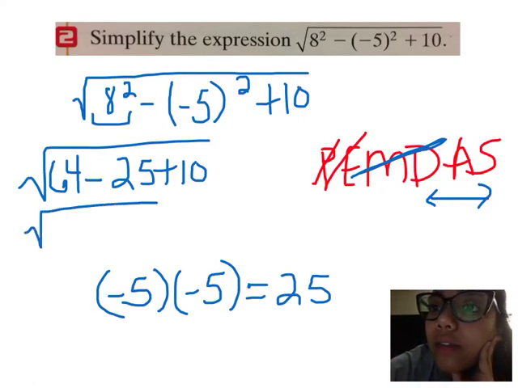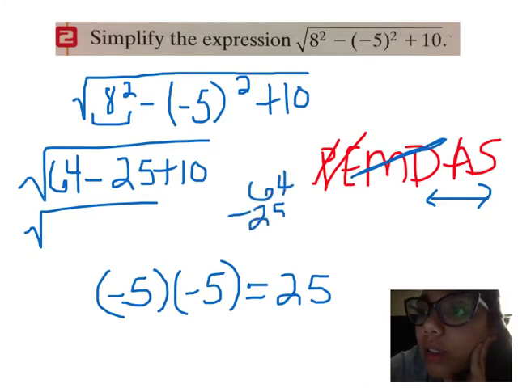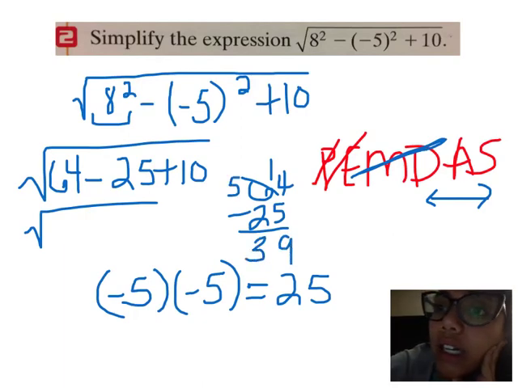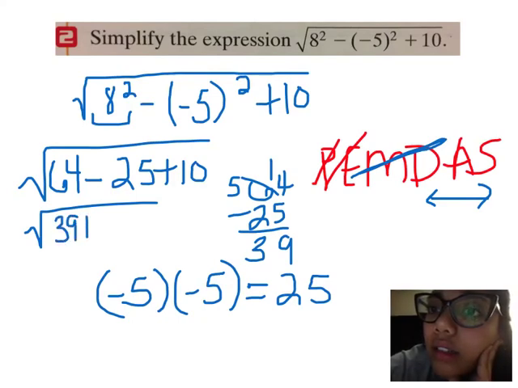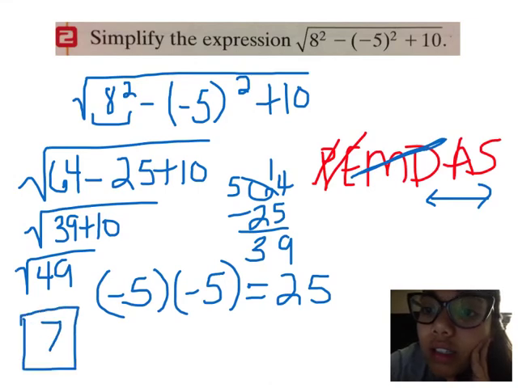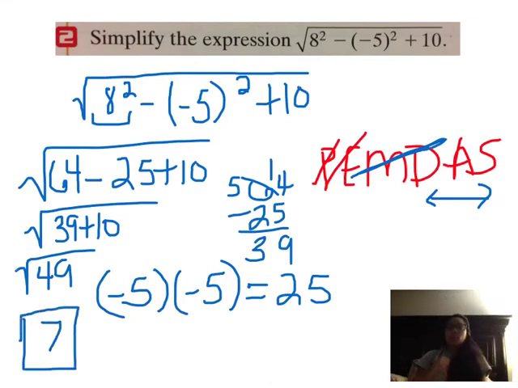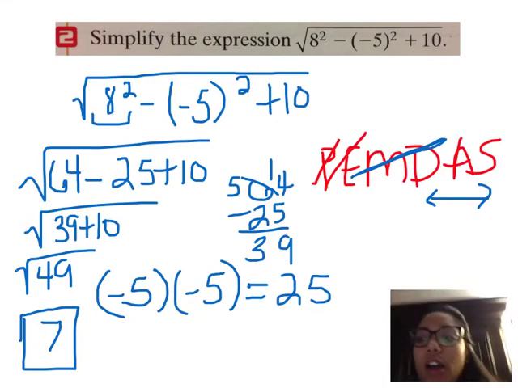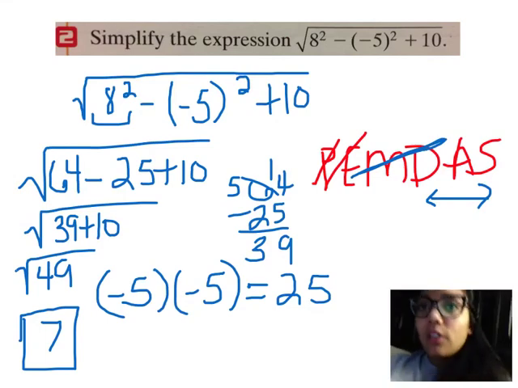So, 64 minus 25. 4 minus 5, I would borrow. 14 minus 5 is 9, and 5 minus 2 is 3. So 39 plus 10. And then I have the square root of 39 plus 10, which is 49. What is the square root of 49? Well, it's 7. So, that should be your answer. Hopefully that was okay for y'all.